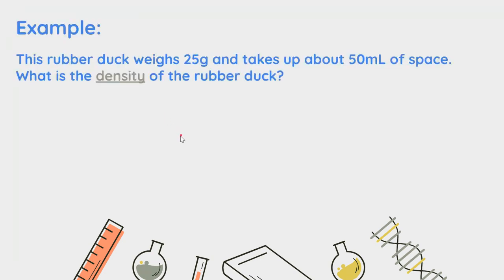And in our last example, this rubber duck weighs 25 grams and takes up about 50 milliliters of space, and we want to find the density of this rubber duck. Go ahead and use these three equations.